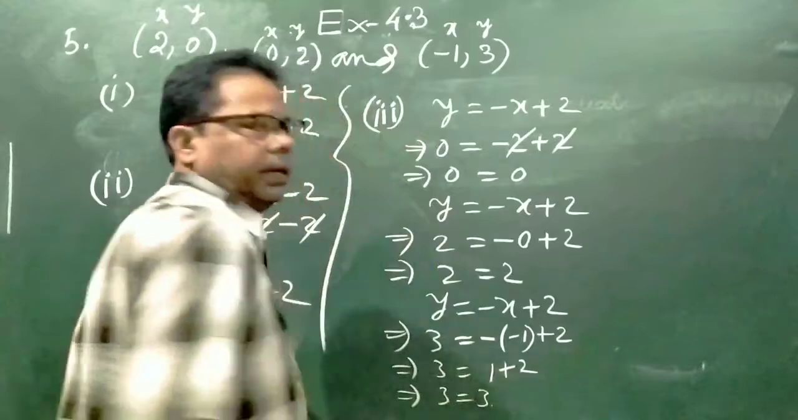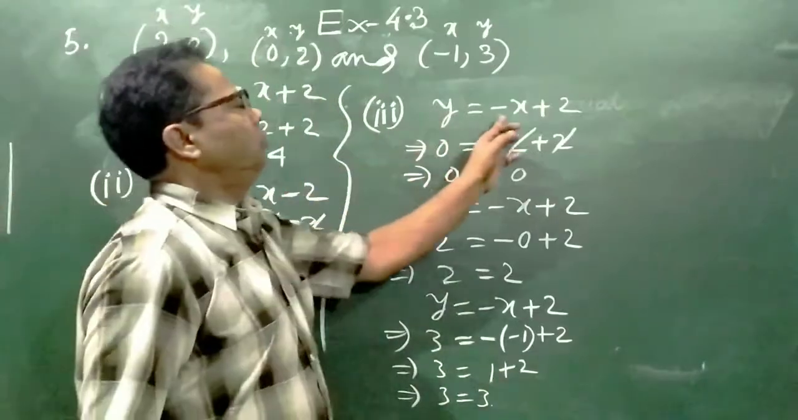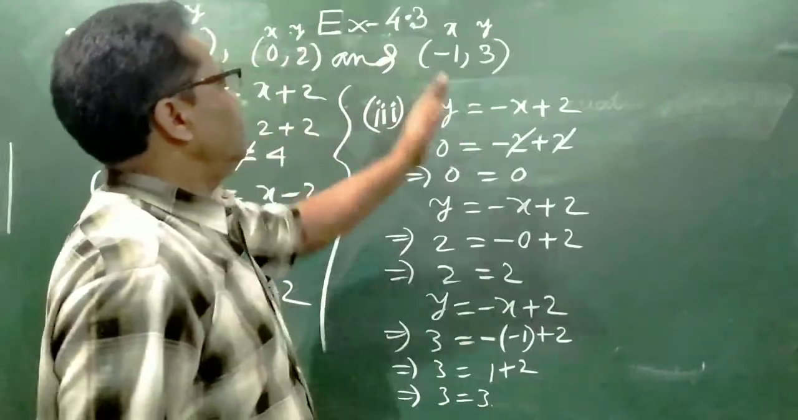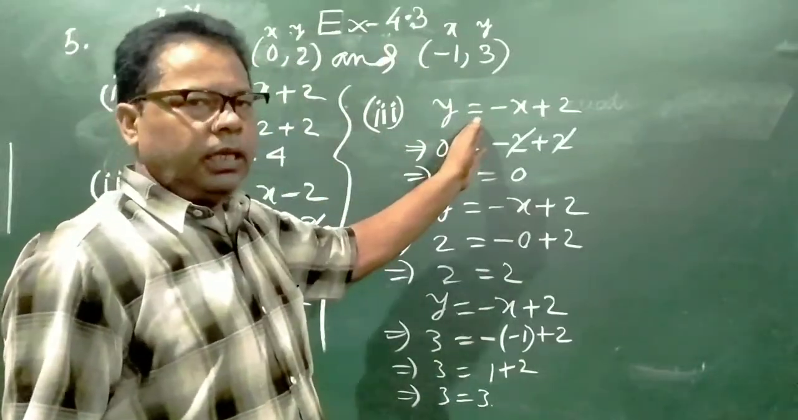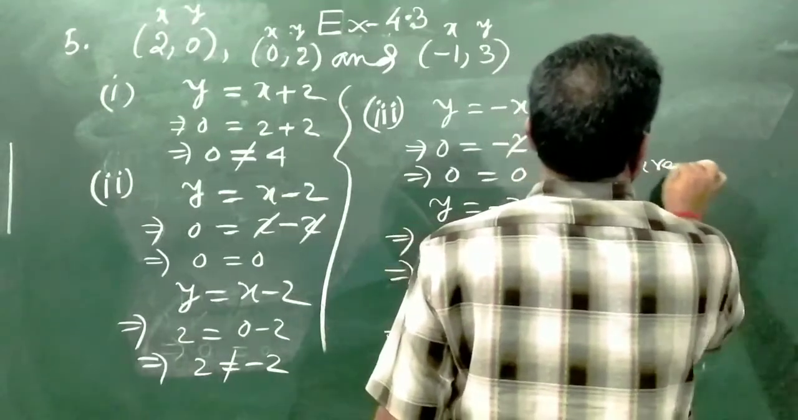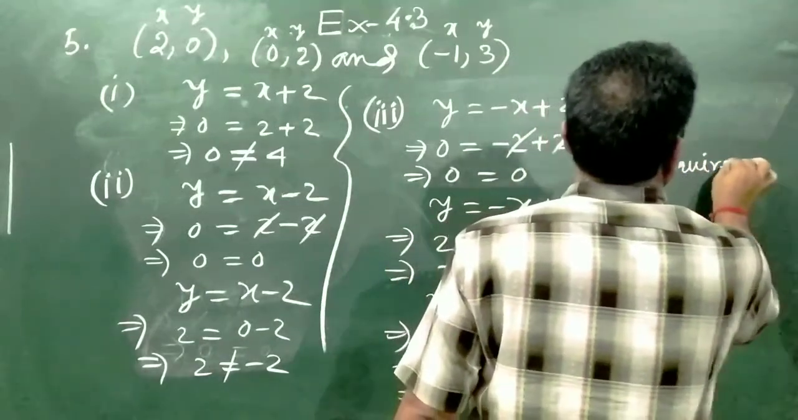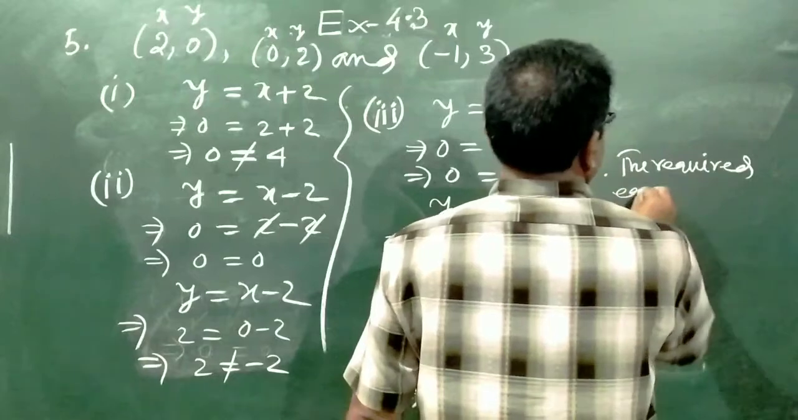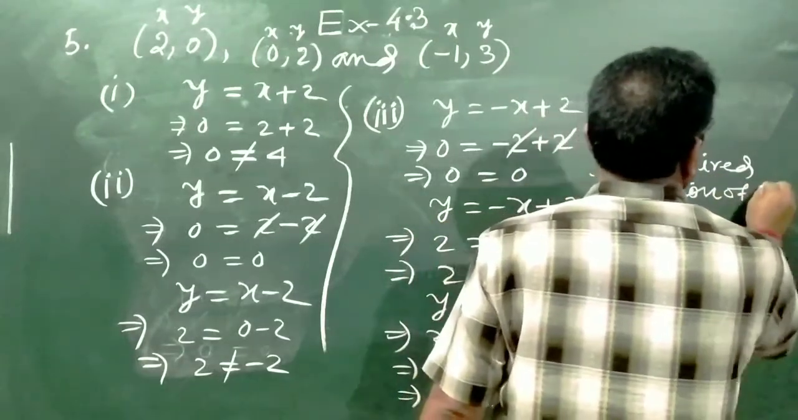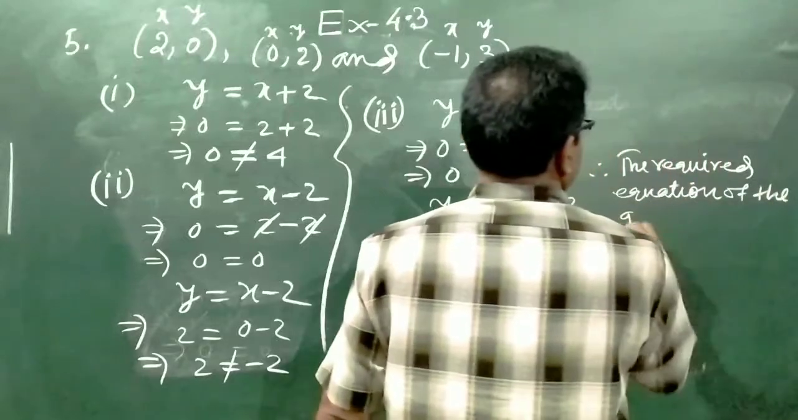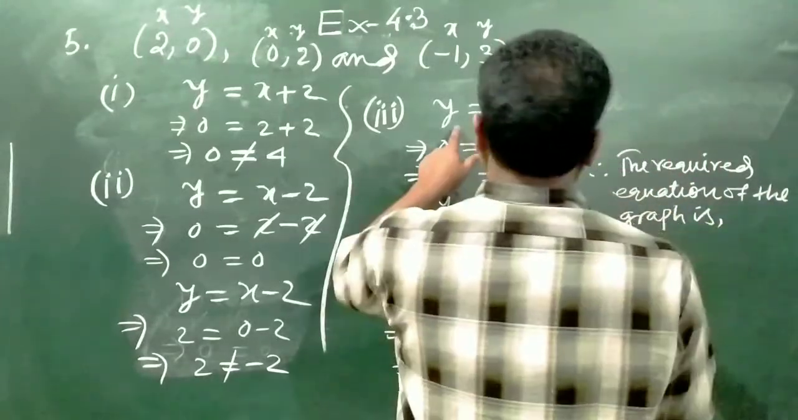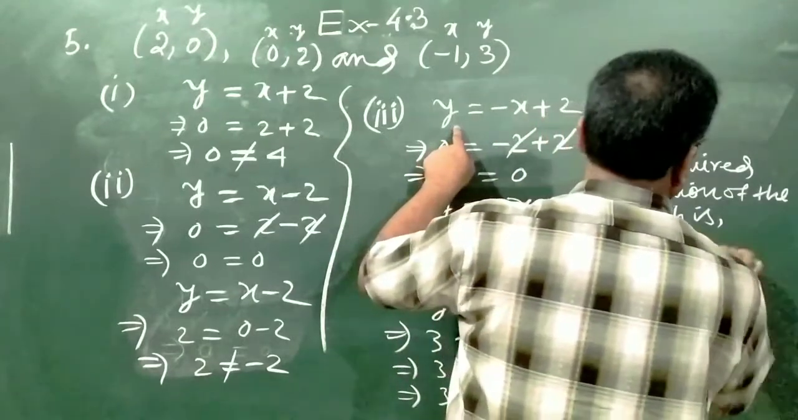Here we are finding this equation y equal to minus x plus 2 satisfies all these 3 points. So it is the required equation of the graph. Therefore the required equation of the graph is y is equal to minus x plus 2.